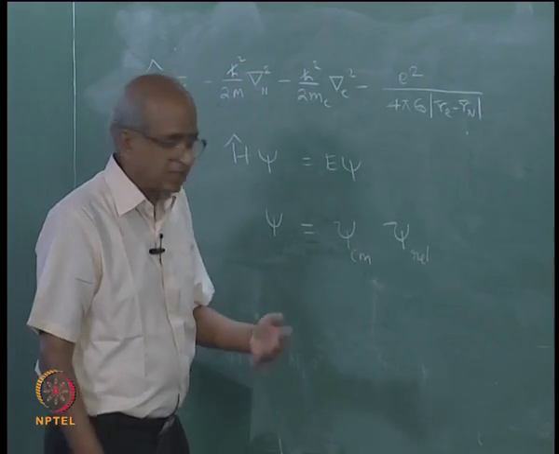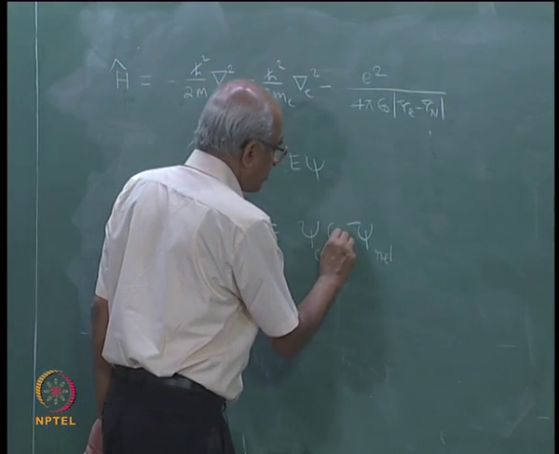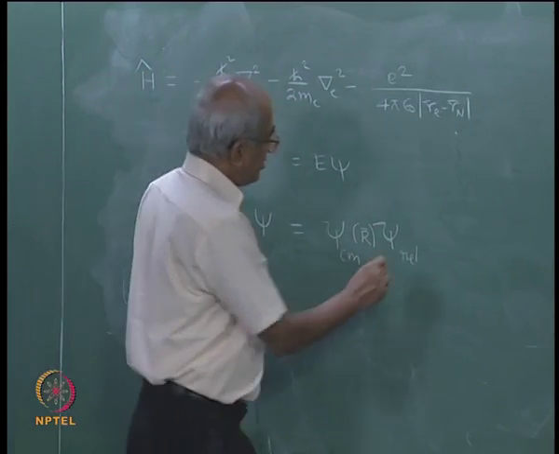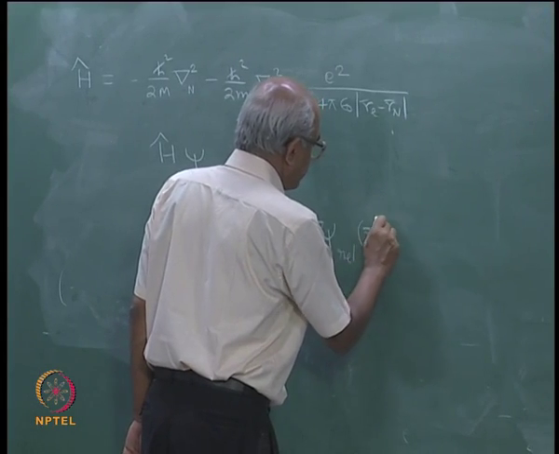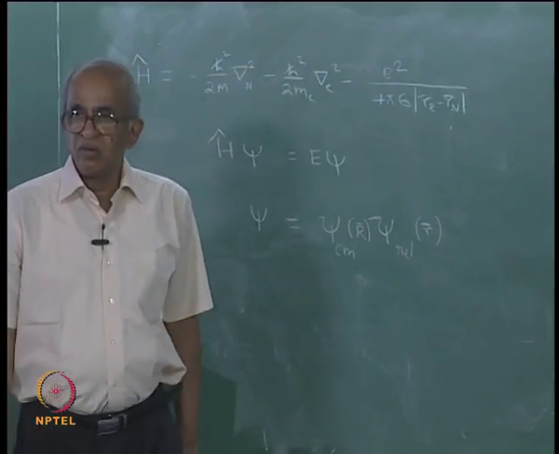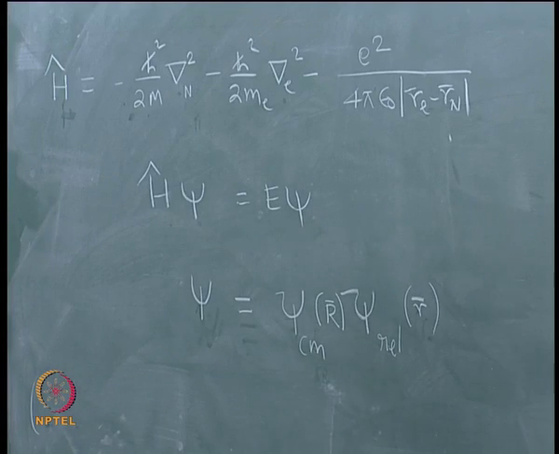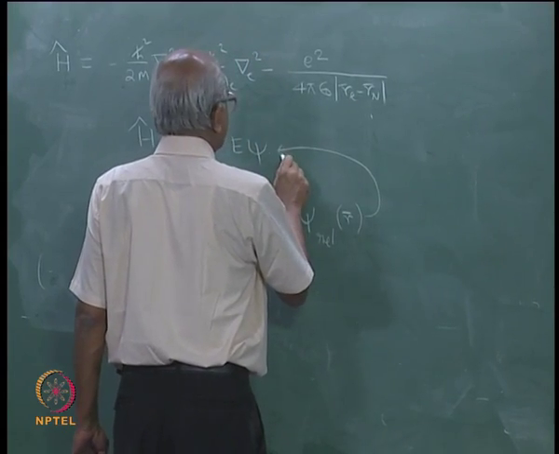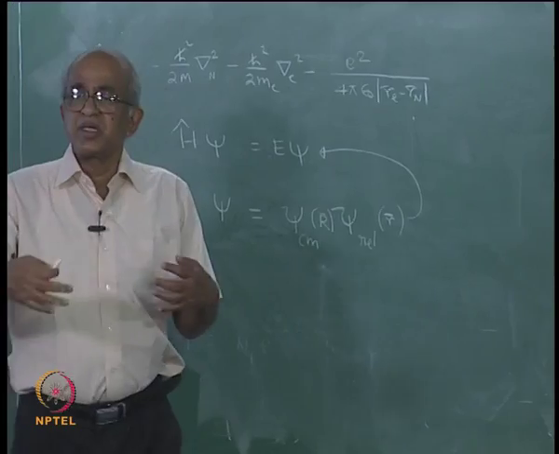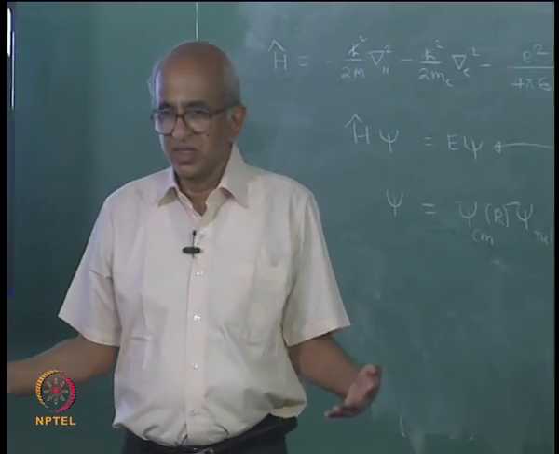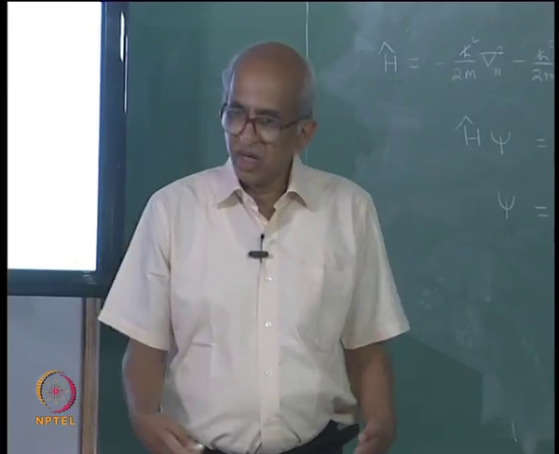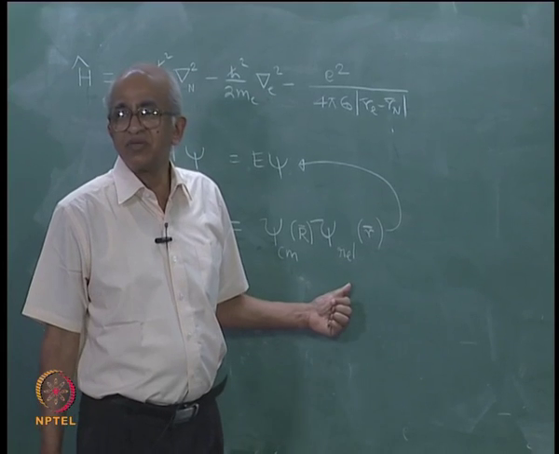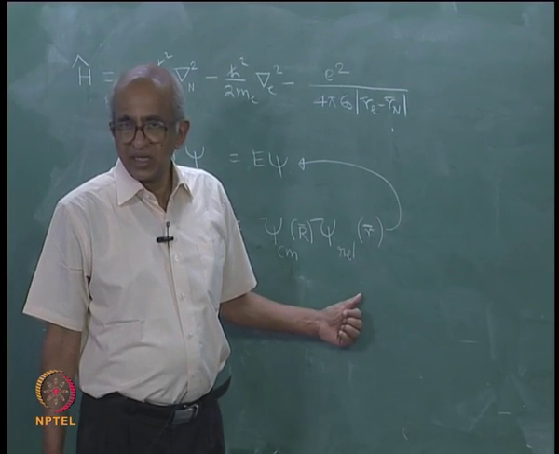The wave function for center of mass motion will depend only upon the center of mass coordinate, and for the relative motion, it will depend only upon the relative coordinate. So, this is what I expect. I can take this assumption and put it back into the Schrodinger equation and separate the variables. It is very easy to separate the variables. Then you will get an equation which will determine psi center of mass, and another equation which will determine psi relative.